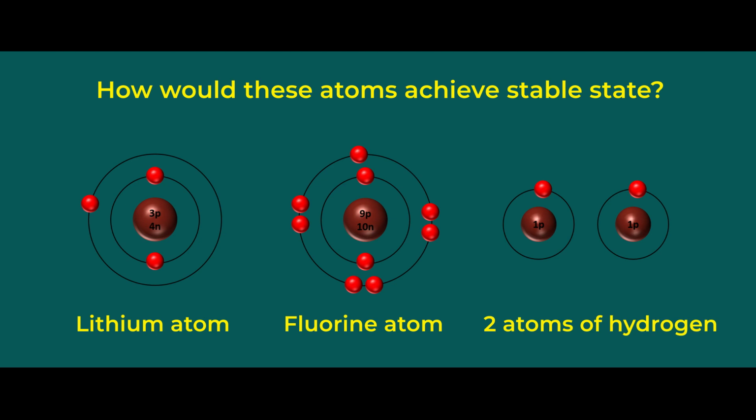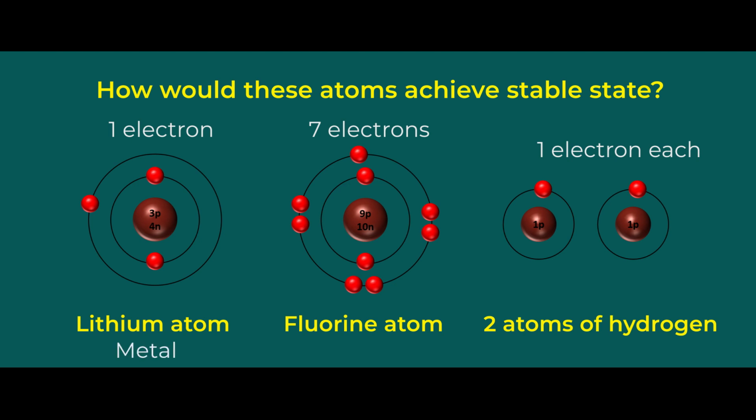Let us look at lithium atom. Lithium atom has 1 electron in its outermost shell, and fluorine atom 7 electrons in outermost shell, and 2 atoms of hydrogen have 1 electron each. Okay. Now, by looking at the nature, lithium is metal, so it's going to lose 1 electron. Fluorine is a nonmetal, it's going to gain 1 electron, and 2 atoms of hydrogen, they are neither going to lose nor going to gain, so they will be sharing a pair of electron.